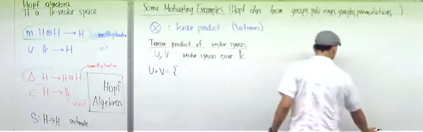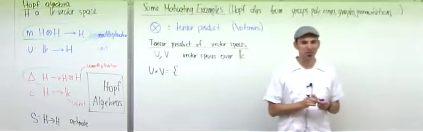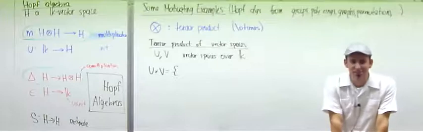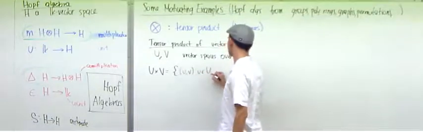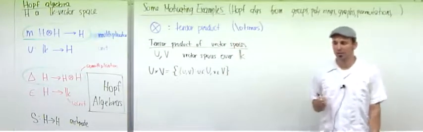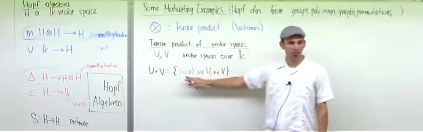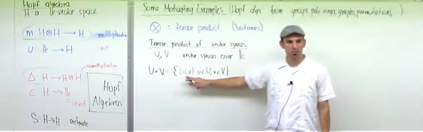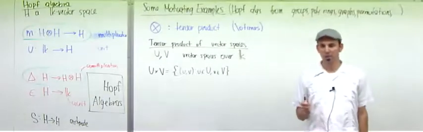what is it? Let's review it. What is U times V? And the operations would be componentwise. Can you add two things like this? Yeah. If you add (u, v) and (u', v'), what is their sum? (u + u', v + v').